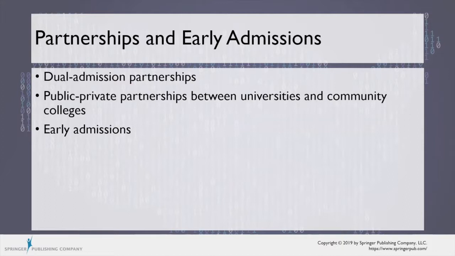Partnerships and early admissions are very important. For example, dual admissions partnerships between community colleges and four-year colleges. Also, partnerships between public and private institutions. Those are partnerships that are available, and students can work on their BSN while completing their ADN. So we are streamlining their programs, and making it easier and more accessible to get out into the profession and start working.